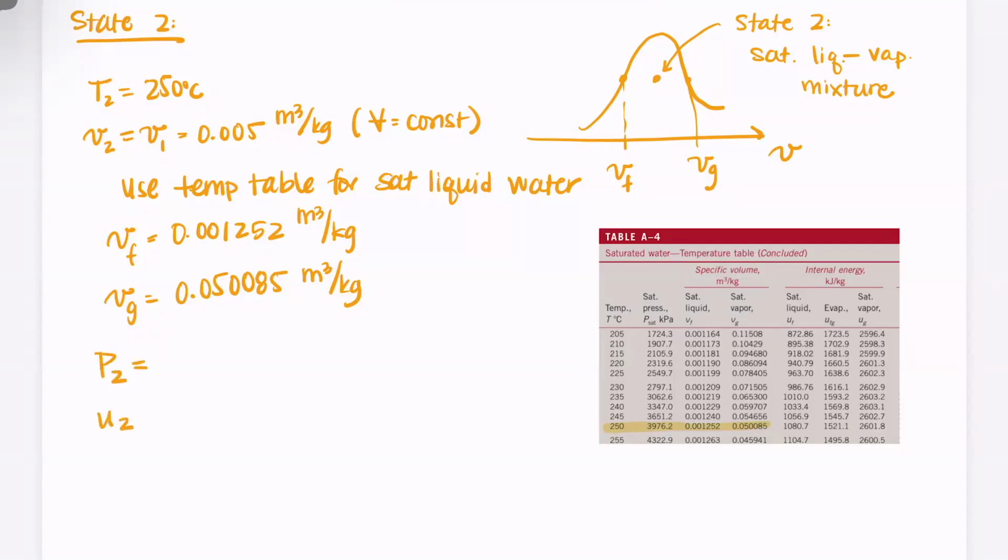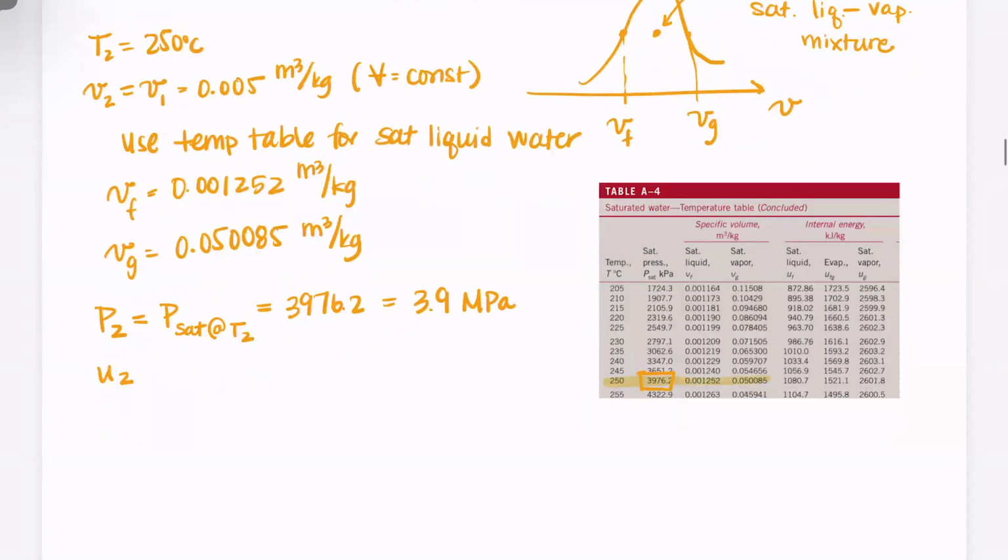Right? How do we find P2 if we're in the vapor dome? Yeah, so under the vapor dome, our pressure is always going to be the saturation pressure for that temperature. So P2 is Psat at T2. So we're going to look at this value right here. So we've got 3976.2. So this is 3.9 MPa.